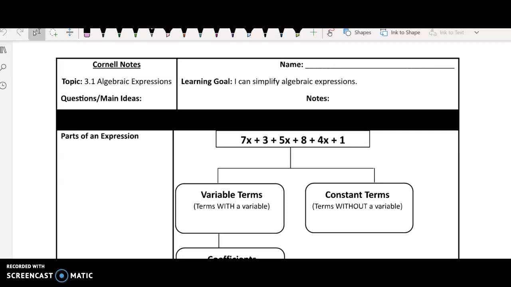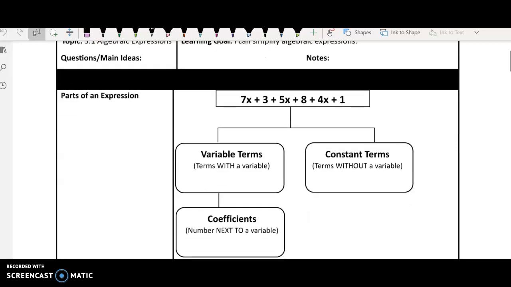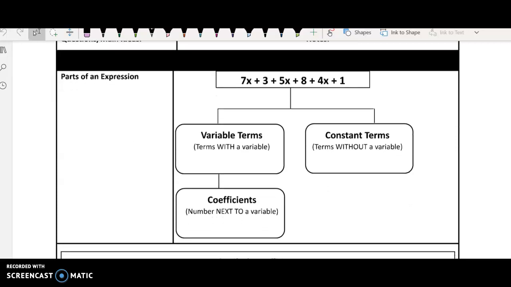All right, let's get started with chapter 3, 3.1, algebraic expressions. So there are different parts of an expression. An expression just doesn't have an equal sign. So that means that there's going to be letters involved. However, we don't know what the letter equals, so it's just a placeholder. So we don't know what 7 is multiplying by here, but we do know that some number will exist in this spot. But we won't figure out what that number is until chapter 4.